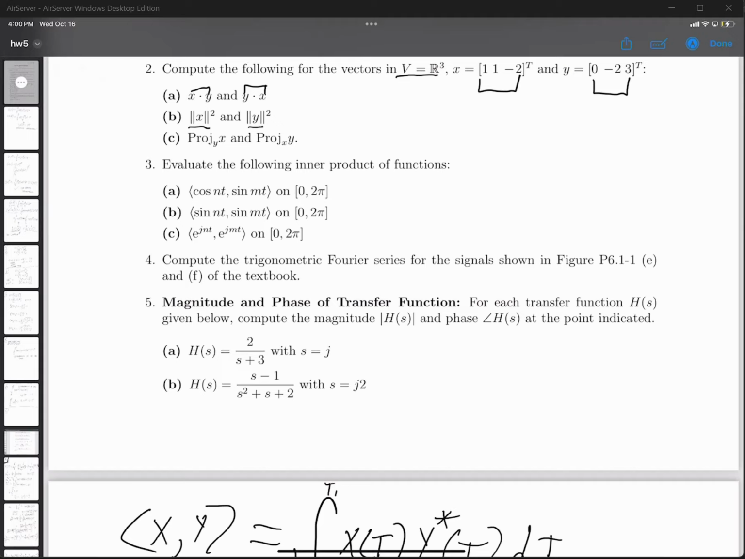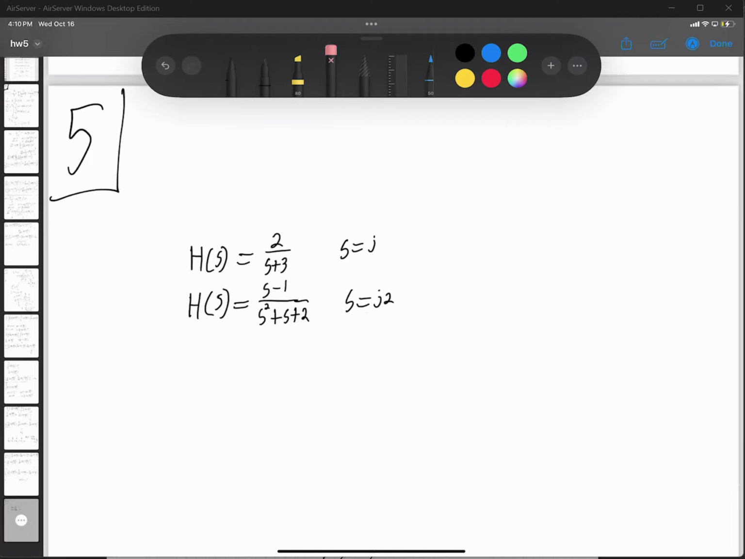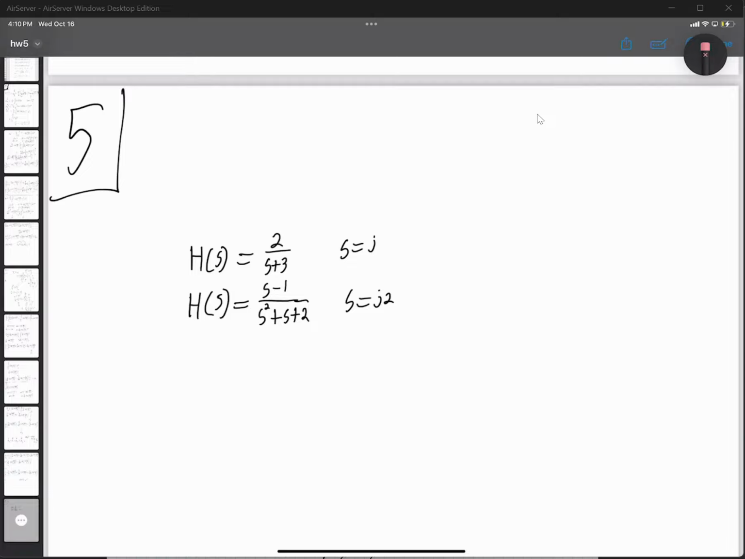Magnitude and phase of a transfer function. We must find the magnitude and then the phase. Well, that doesn't seem too bad. It's not that bad. Alright, let me set up the problems down below real quick. So we have these transfer functions here, and we're given what s can be turned into. So, let's do just that.